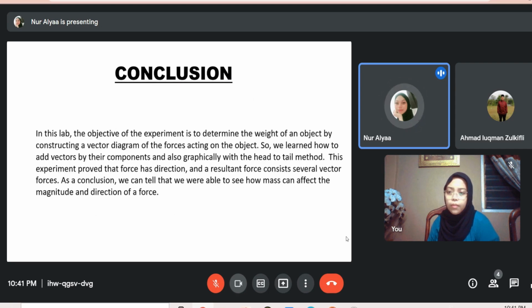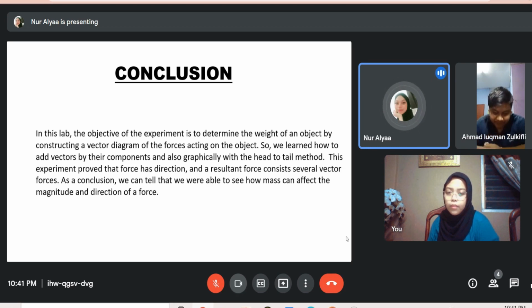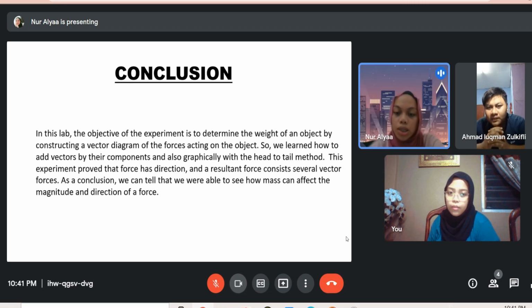So the conclusion for the experiment is, in this lab, the objective of the experiment is to determine the weight of an object by constructing a vector diagram of the forces acting on the object. So, we learned how to add vectors by their components and also graphically with the head to tail method. This experiment proved that force has direction and a resultant force consists of several vector forces. As a conclusion, we can tell that we were able to see how mass can affect the magnitude and direction of a force. Thank you.